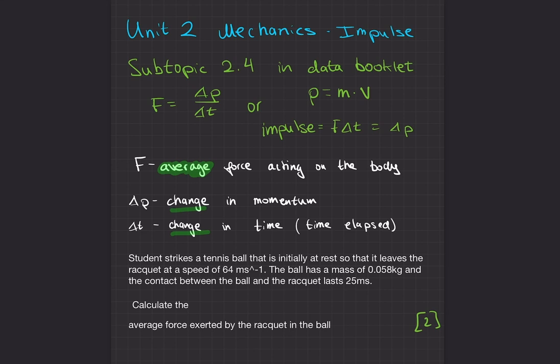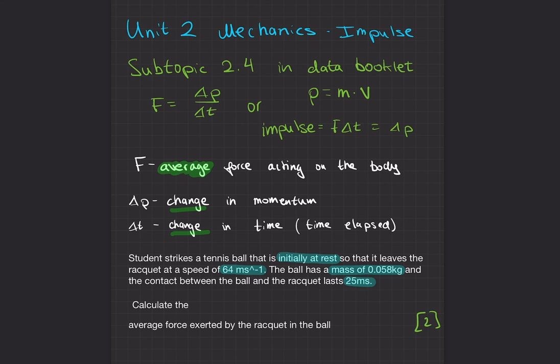But let's have a look at a question. A good tip in physics is you should highlight the questions, highlight the specific information, and then it gives you all the pieces of the puzzle that you can then put together. So a student strikes a ball that is initially at rest. That is important information, I'm going to highlight that with blue. So its initial momentum is initially 0. And it leaves the racket at a speed of 64 meters per second. The ball has a mass of 58 grams. The contact between the ball and the racket lasts 25 milliseconds. So that's 10 to the minus 3.